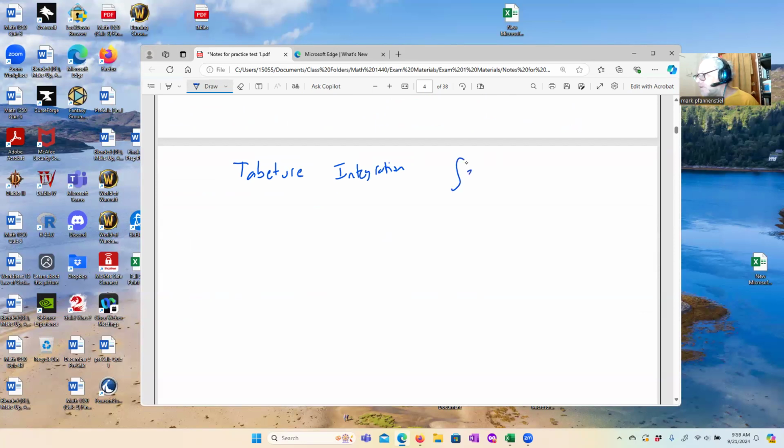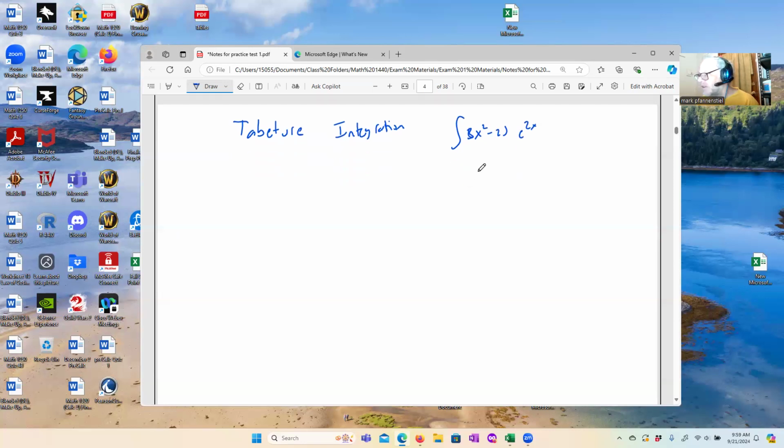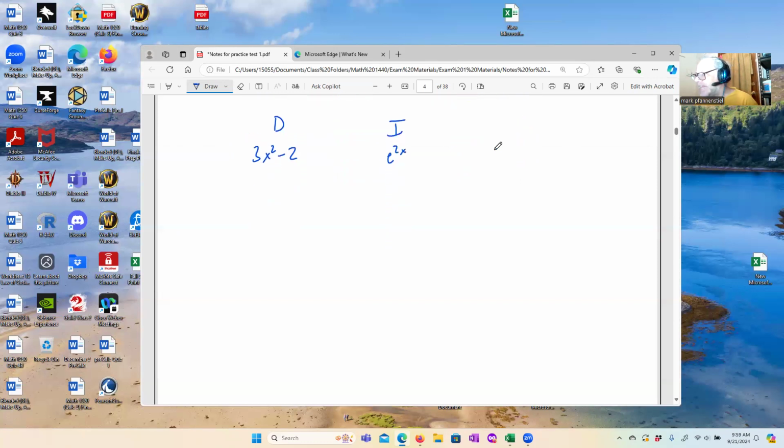So given our integral of (3x squared minus 2) e to the 2x, we decide what we're going to take derivatives of and what we're going to take integrals of. Since polynomials are eventually going to go to 0 under differentiation, we're going to pick the polynomial to be the derivative. If we had a logarithm, we would take the logarithm to be the derivative because we can't integrate the logarithm. So we're just going to write a D and an I here. So we're going to say this is 3x squared minus 2, e to the 2x. And then each row after this, we're just going to take the derivative.